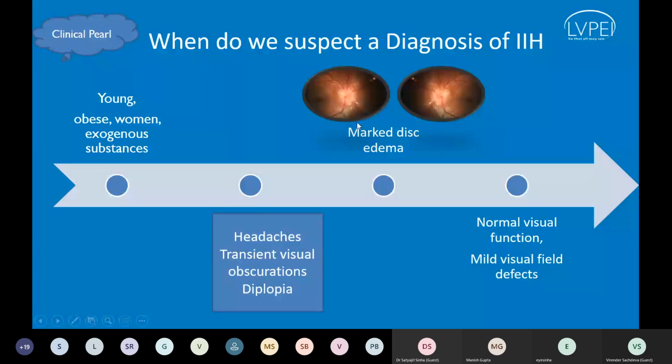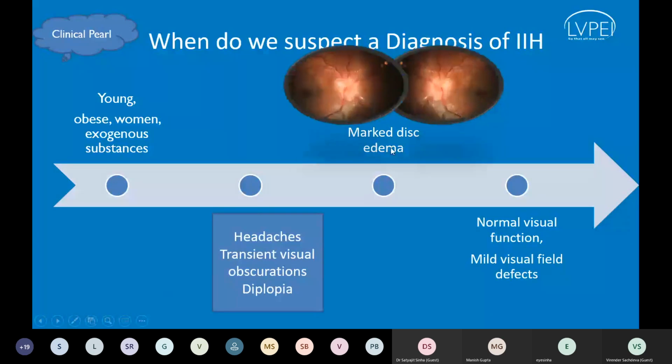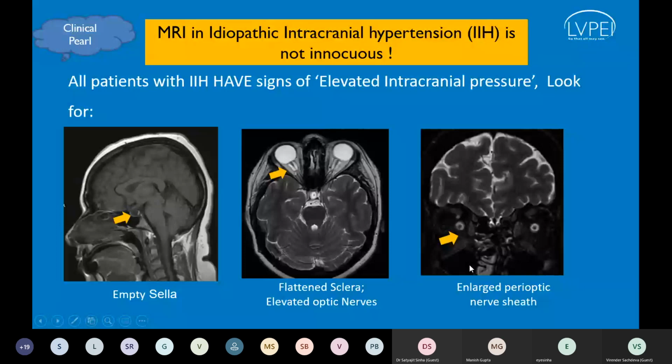The patients usually have a marked disc edema. The vision will be good, but the swelling would be massive in the majority of them, and they have a normal visual function. Even if visual acuity might be good, they might have relatively good visual fields also. In such a patient you should keep IIH high in the mind. If you obtain neuroimaging, it will be reported as normal.